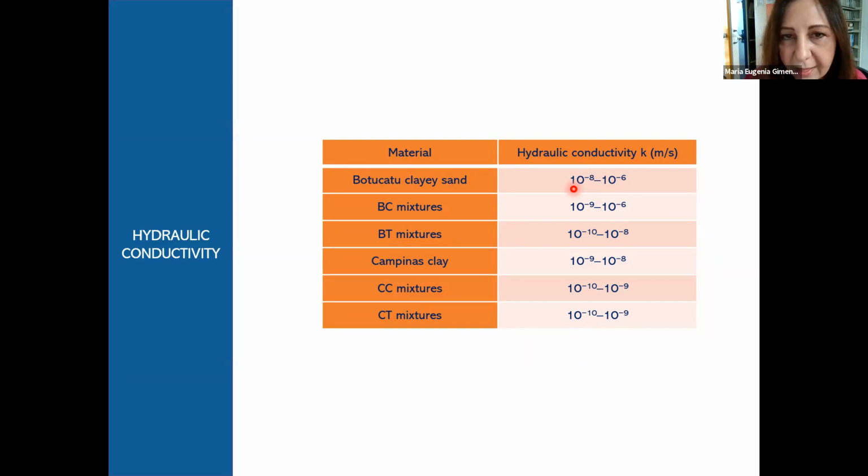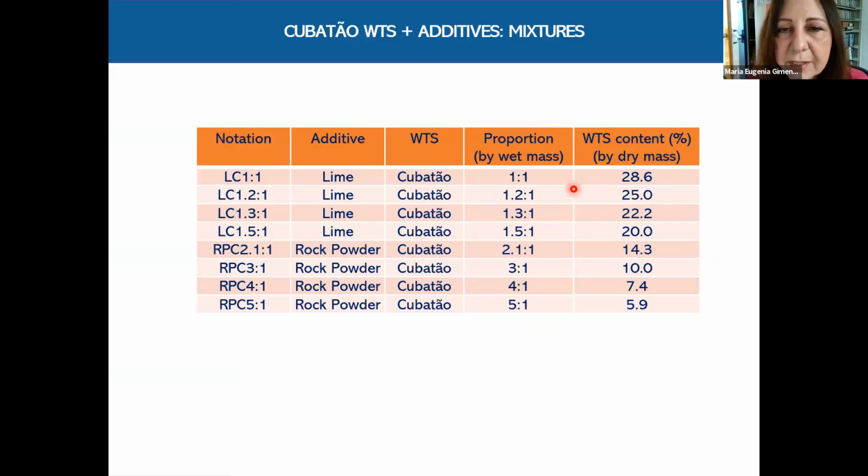Now I would like to go to the second approach, WTS mixed with additives, lime and rock powder. And we used the same criterion for the proportions, to find a workable mixture after joining the materials. And here we arrived at dry contents of 5.9 to 28.6% of solids of the sludge added to the materials.